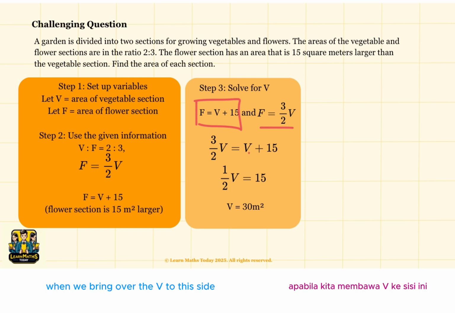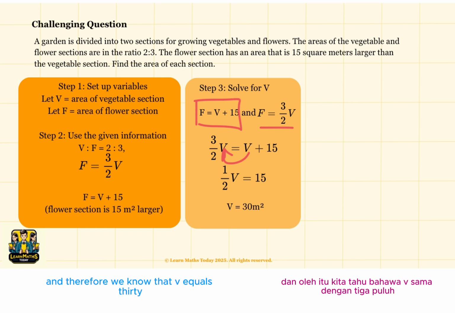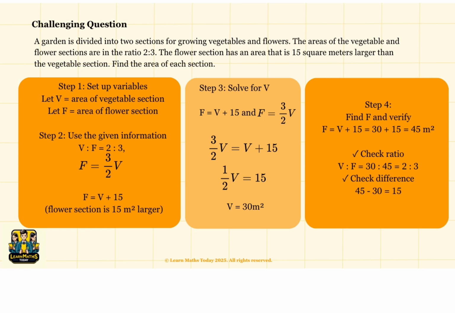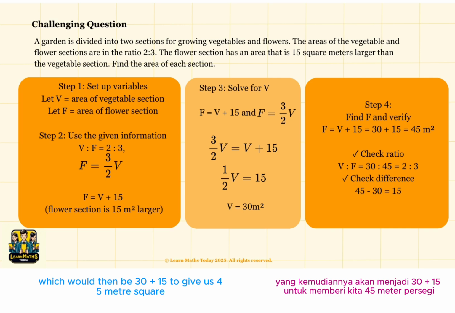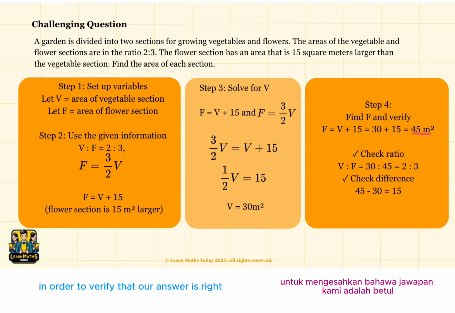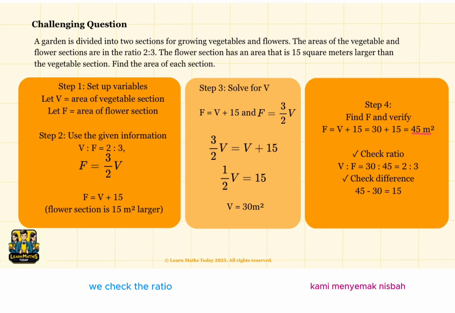When we bring over the V to this side, we get half V equals 15, and therefore we know that V equals 30. Step 4 is to find F and then verify. We know that F equals V plus 15, which would then be 30 plus 15 to give us 45 meters squared.